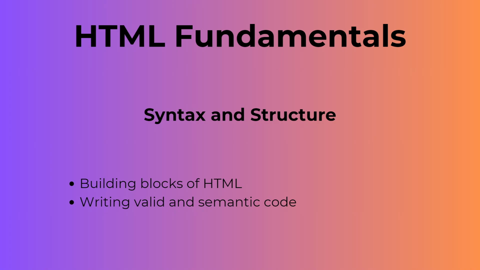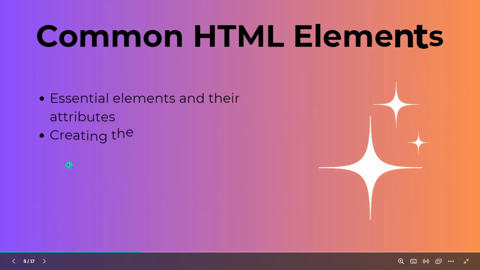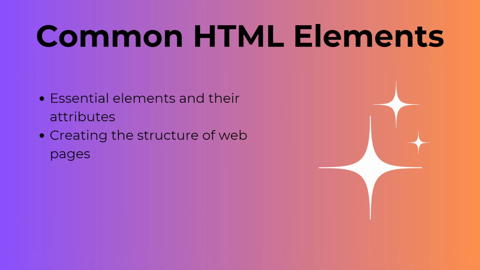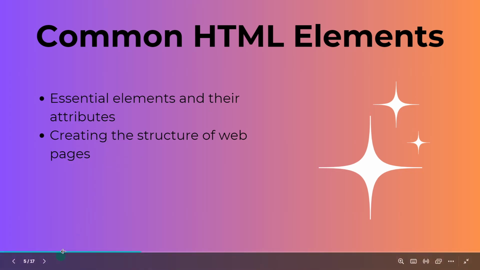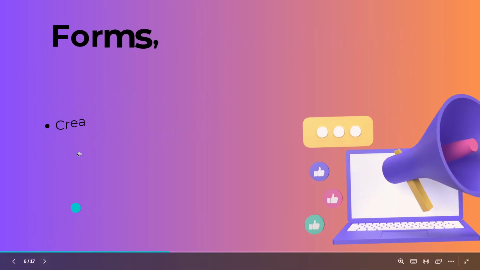We'll be looking at the building blocks of HTML, and how to write and validate semantic HTML. Semantic HTML is acceptable HTML. That's HTML that follows the best practices and industrial standards. Then we'll go on to common HTML elements, that is essential elements and their attributes, creating the structure of web pages. We'll look at what structure we use when we want to create web pages, and then the elements that add up to create a web page.